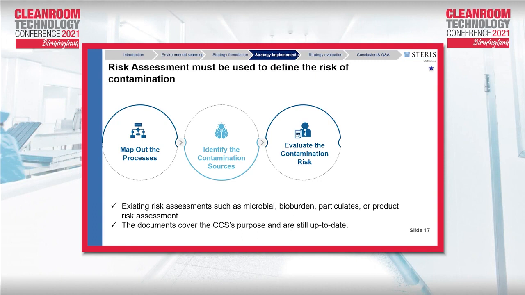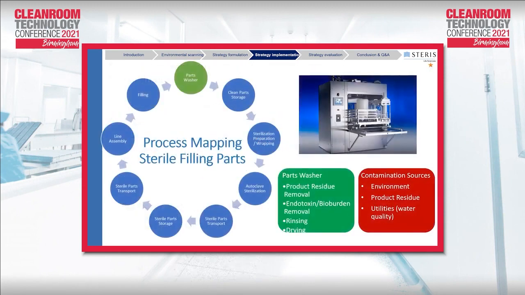Of course, the goal is to not redo everything. You can, of course, reuse your existing risk assessment, such as microbial, bioburden, product risk assessment, etc. The only thing that you want to make sure is that those risk assessments fit the purpose of the CCS, which is about preventing contamination of micro, particles and pyrogen, depending on your scope, and that they are still up to date and it's not an old document that is no more reflecting the reality, for example. So let's have a look at a process mapping for sterilizing your filling parts.